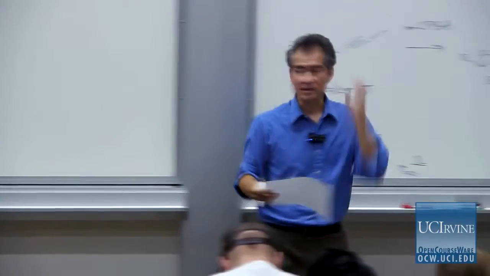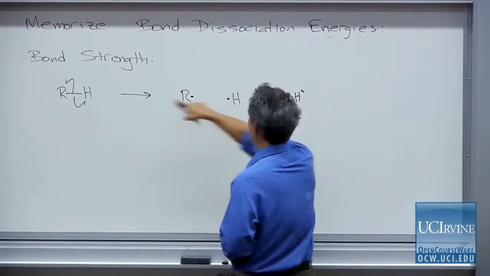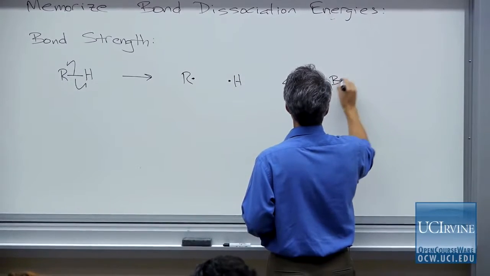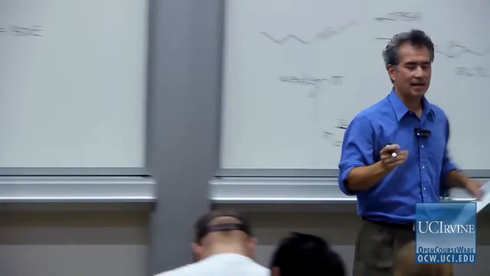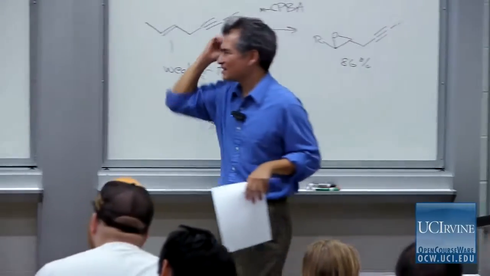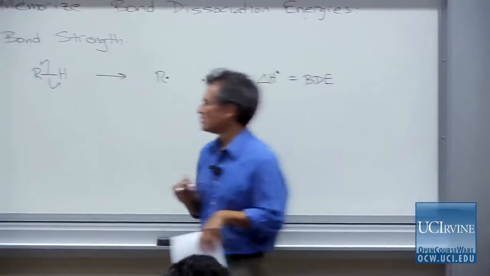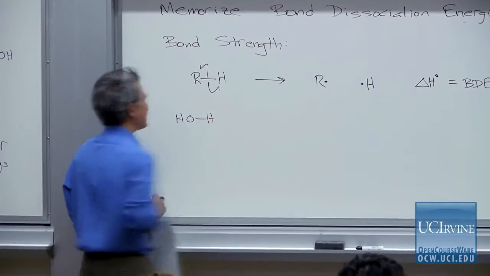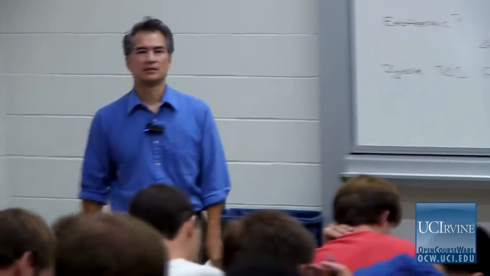And that's super important. By definition, the enthalpy change associated with this reaction right here, a standard state free enthalpy change, is defined to be the bond dissociation energy. So why am I harping on this idea of bond strength? Because I'm going to refer to strong bonds and weak bonds, and one of the unfortunate consequences of that is that I'm going to define an OH bond as a strong bond.